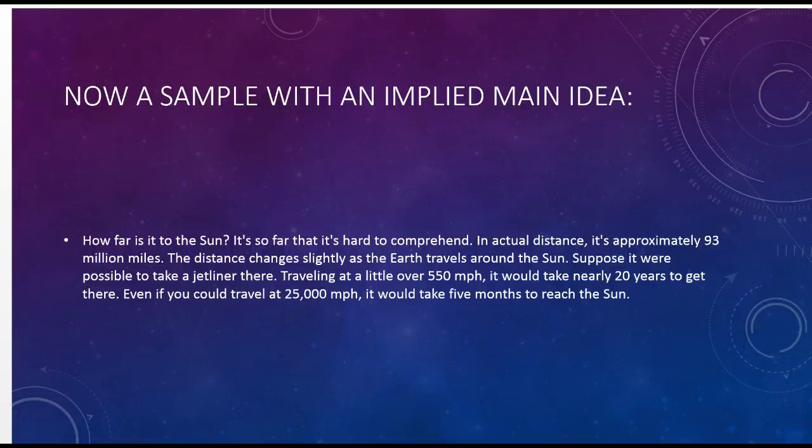Let's take a sample with an implied main idea. These are a little bit trickier. How far is it to the sun? It's so far that it's hard to comprehend. In actual distance, it's approximately 93 million miles. The distance changes slightly as the Earth travels around the sun. Suppose it were possible to take a jetliner there. Traveling at a little over 550 miles an hour, this would take nearly 20 years to get there. Even if you could travel at 25,000 miles an hour, it would take 5 months to reach the sun.